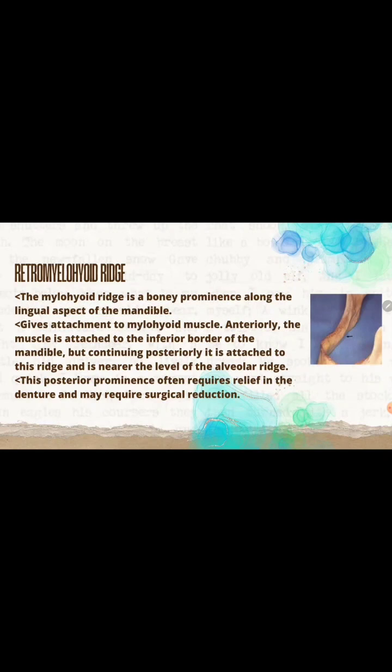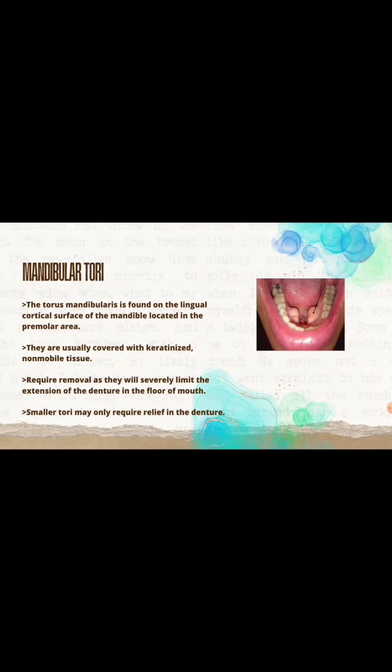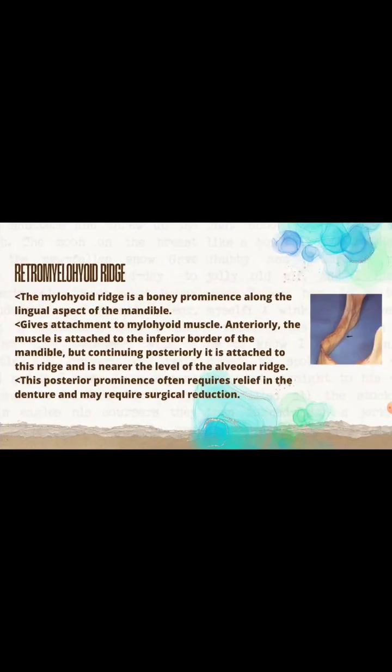Retromylohyoid ridge is a bony prominence along the lingual aspect of the body of the mandible. It is the posterior attachment of the mylohyoid, near the residual alveolar ridge and near the submandibular salivary gland. The clinical significance is that the posterior prominence interferes with the denture and may require surgical reduction.